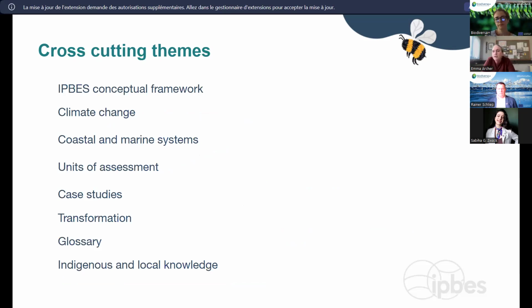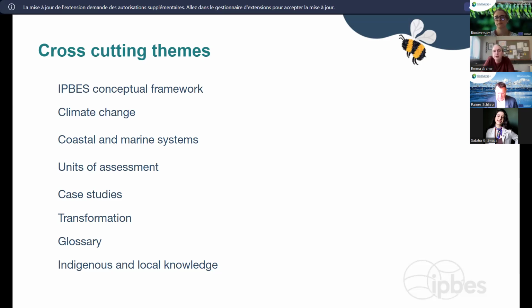So there are different cross-cutting themes at the moment. Those are represented by different task groups. There's one focusing on the IPBES conceptual framework. There is the group that I'm a part of, which is focusing on climate change, and we have a joint workshop on biodiversity and climate change coming up in August in Switzerland. That's also building on the work of the previous IPBES report, well, joint report between IPBES and IPCC. We hope to update some of those findings.